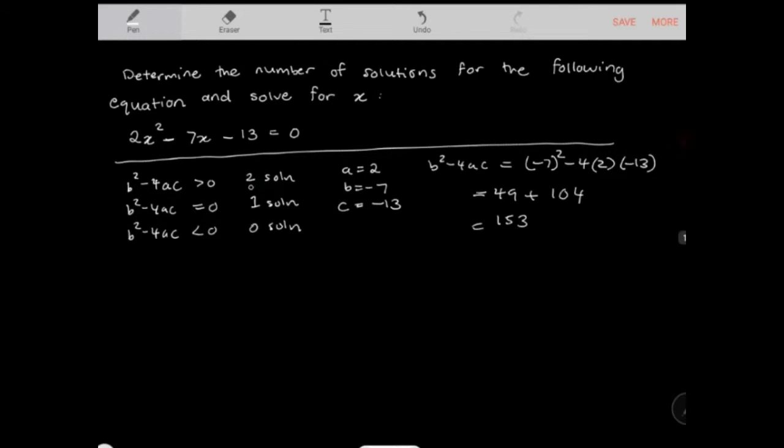So definitely b squared minus 4ac is greater than 0, right? So that tells us that there are two solutions. So there's two solutions here, but we need to determine what those solutions are.